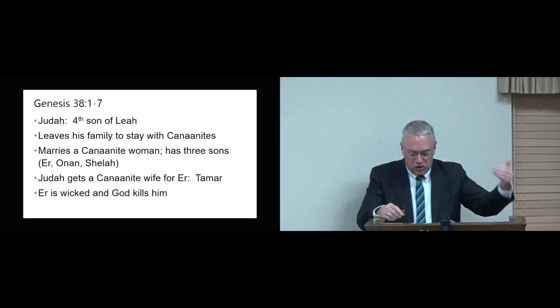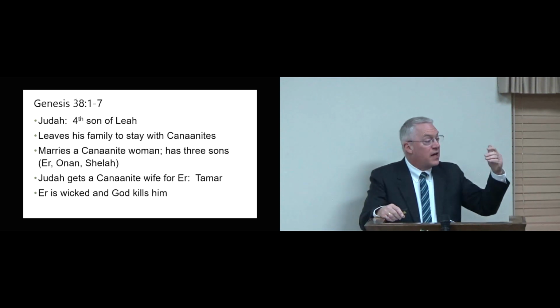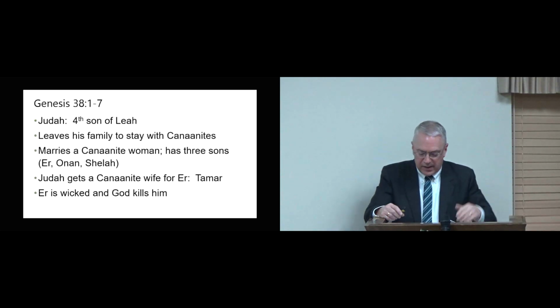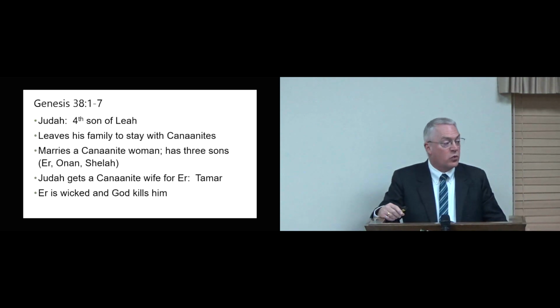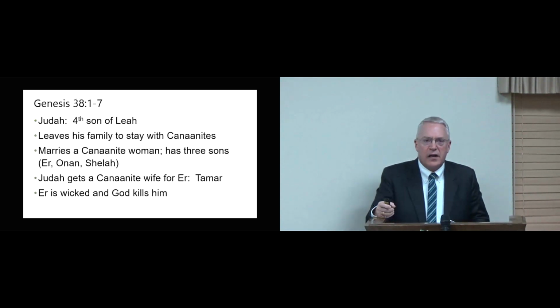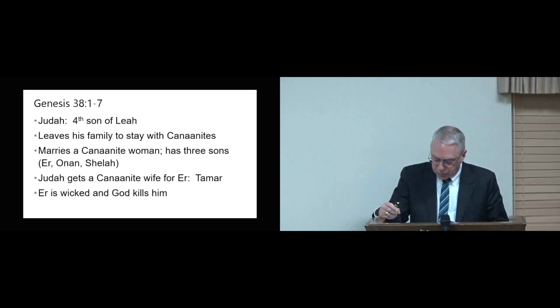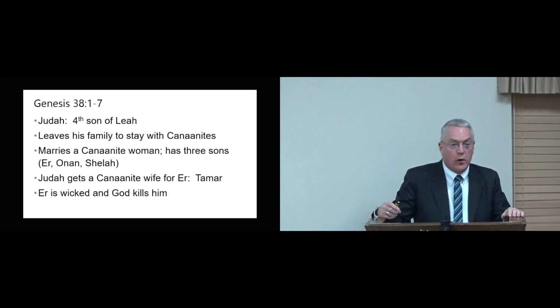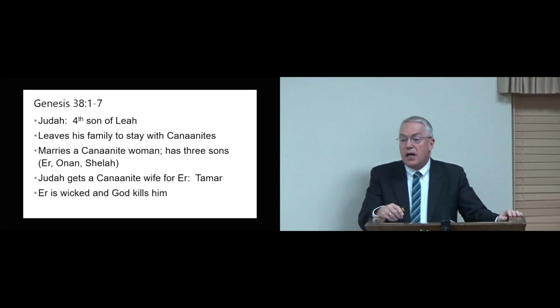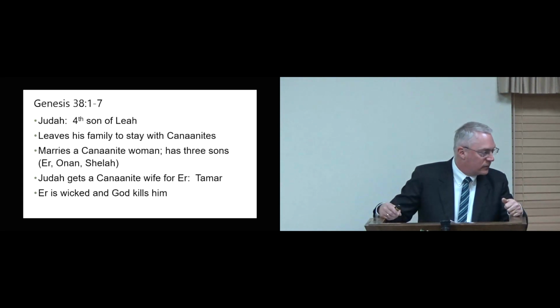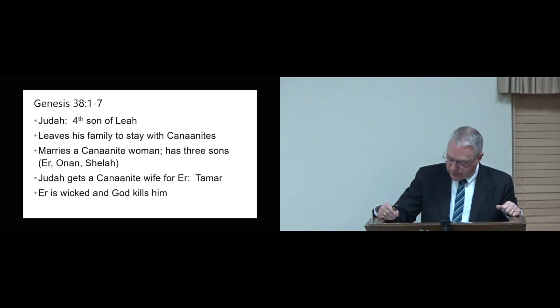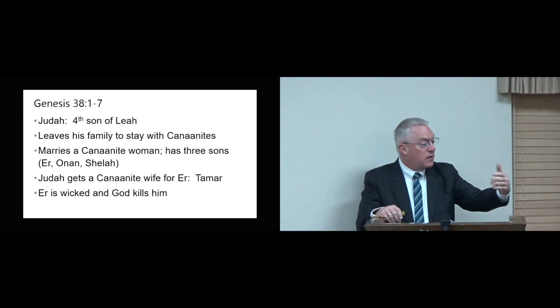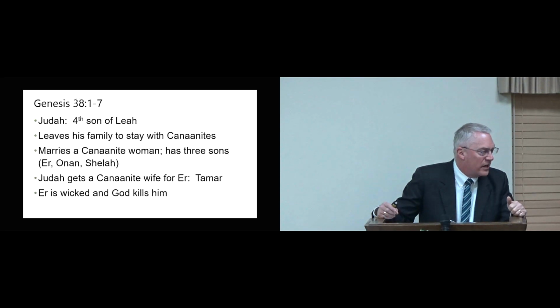So Judah decides to stay with the Canaanites. He marries a Canaanite woman, and he has three sons. Their names were Er, Onan, and Shelah. Well, Judah gets a wife for the oldest son, and her name was Tamar, the first of the hidden figures. Now, the Bible is very brief at this point.